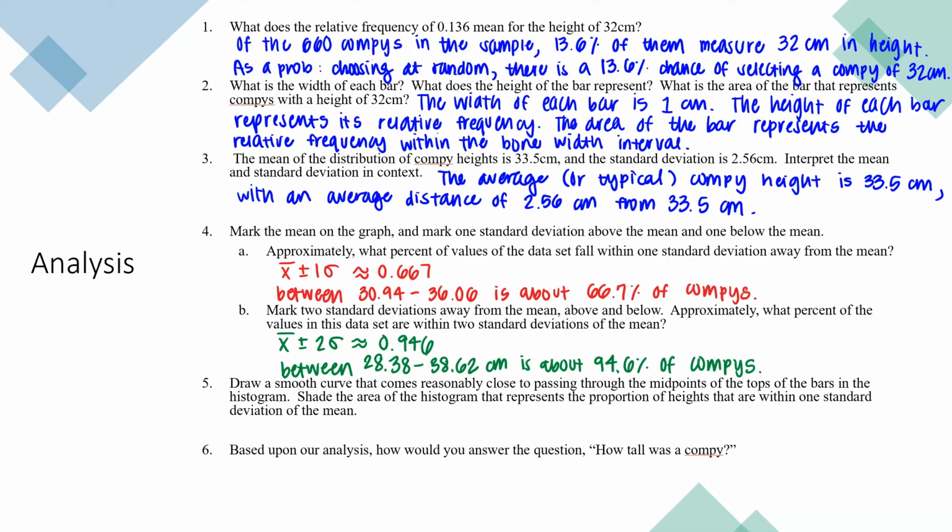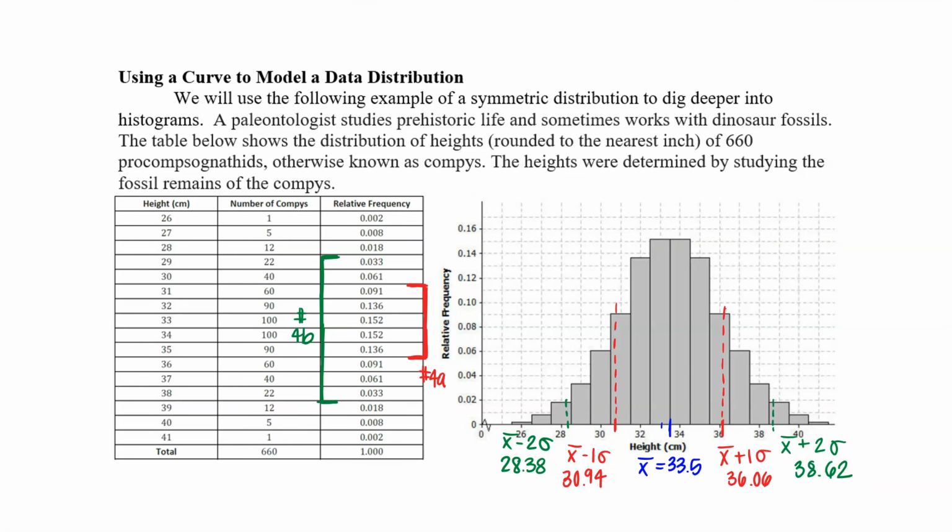5. Draw a smooth curve that comes reasonably close to passing through the midpoints of the tops of the bars in the histogram. Shade the area of the histogram that represents the proportion of heights that are within one standard deviation from the mean. To the best of my ability, I'm going to draw a curve that goes through the midpoints of each of the bars of my histogram. And now shading the area of the histogram that represents one standard deviation of the mean would be everything here.